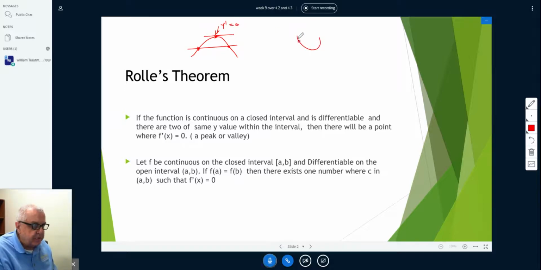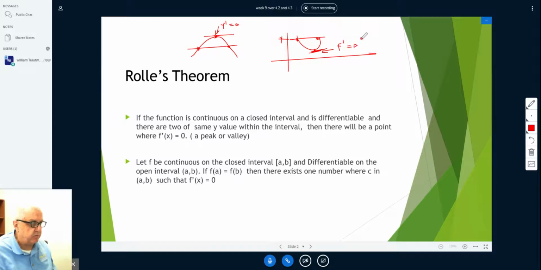Or you could do it like this. If we have 2 points, do you see? And if we have it on an xy plane, the y values are the same. So we know there is a point with a horizontal tangent line, where the first derivative equals zero. That's what Rolle's theorem says.